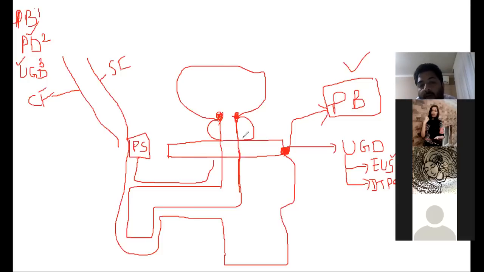Okay, now from here I draw one structure like this. Okay. Now this is our pelvic diaphragm. What is this? Pelvic diaphragm. I'm not going to label it here. Okay.